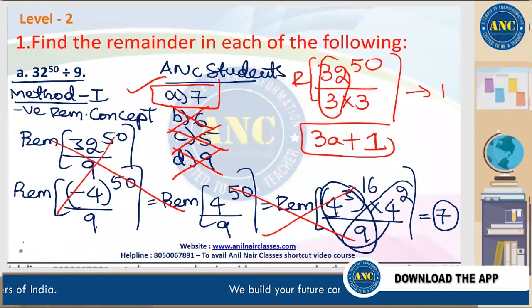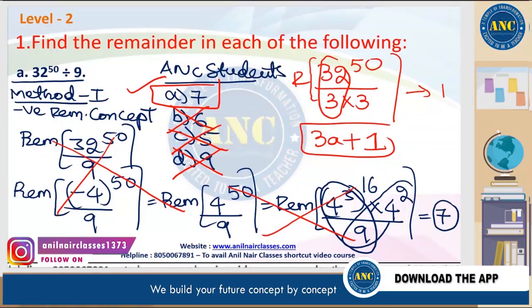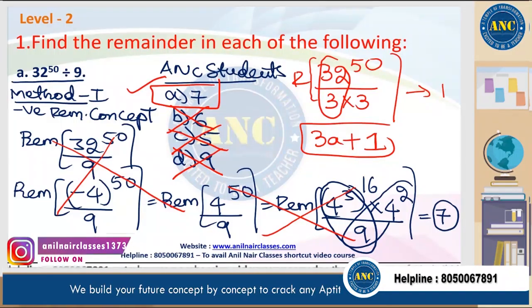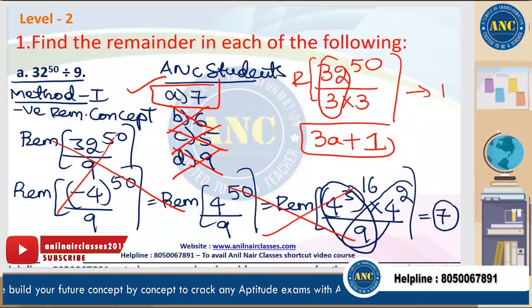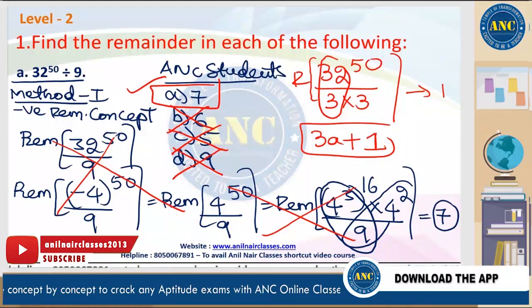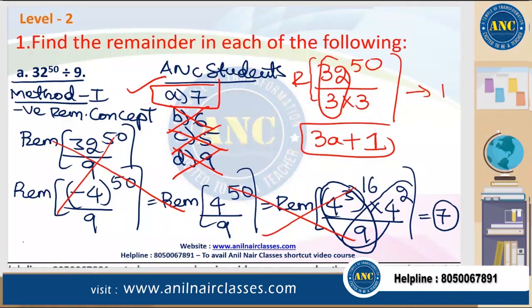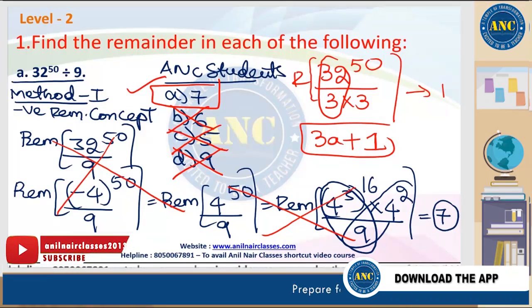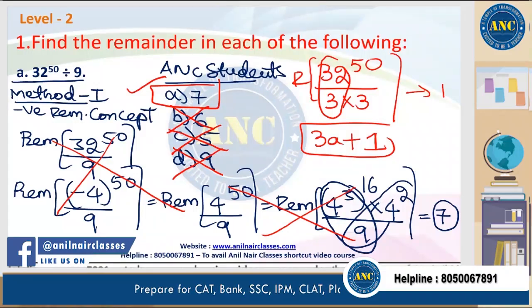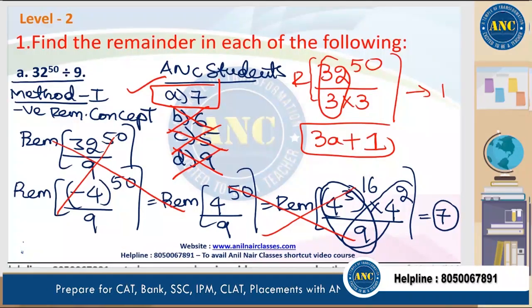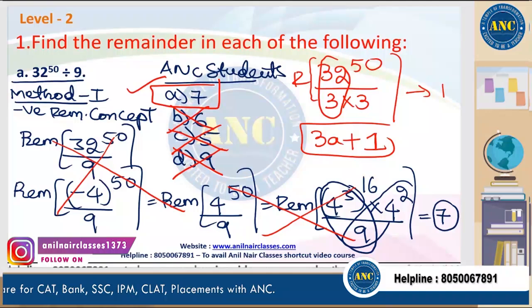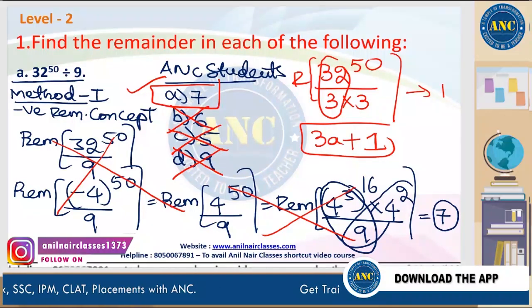Again, I am repeating. 9 is nothing but 3 into 3. 32 power 50 when divided by 3: 3 11s are 33, minus 1. Minus 1 power 50 is plus 1. So the answer when divided by 3 should give a remainder 1. Eliminate all the others. One way to get the right answer is to find the answer and tell that this is the right answer. Another way is to tell that the other 3 are incorrect.